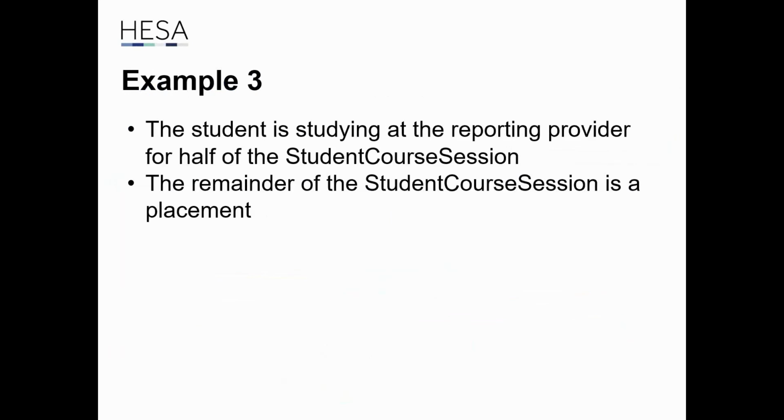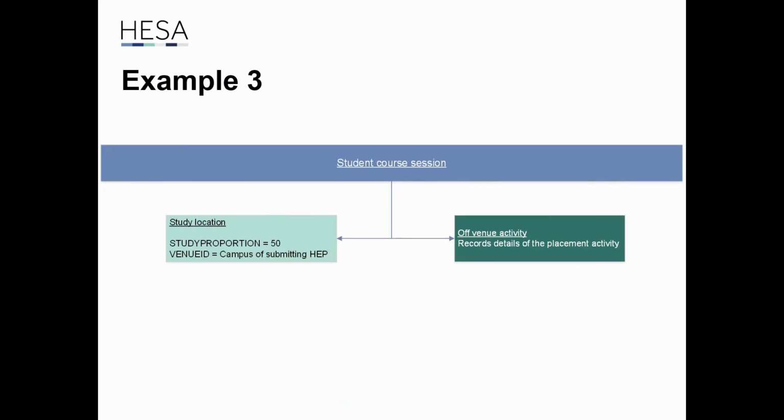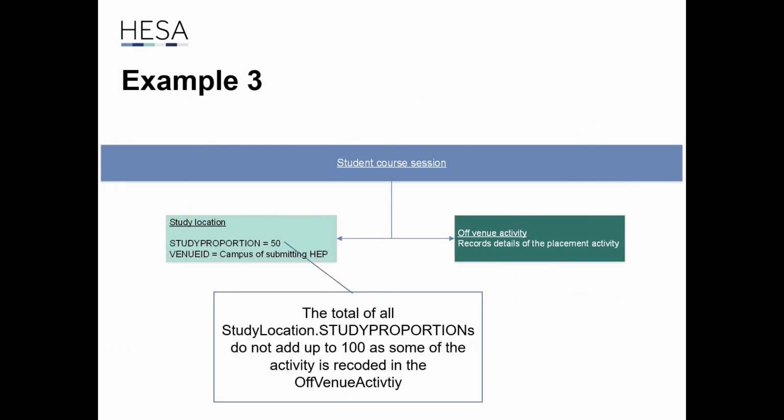So example 3 then. The student is going to study for half their time at the submitting provider, and the remainder is going to be a placement of some kind. So in this student course session, the study location would say the proportion is 50% for the campus of that provider. And then you would return an off-venue activity to show the placement. So you'll notice that the study proportion will not add up to 100%, as I said, because some of that activity is in off-venue.